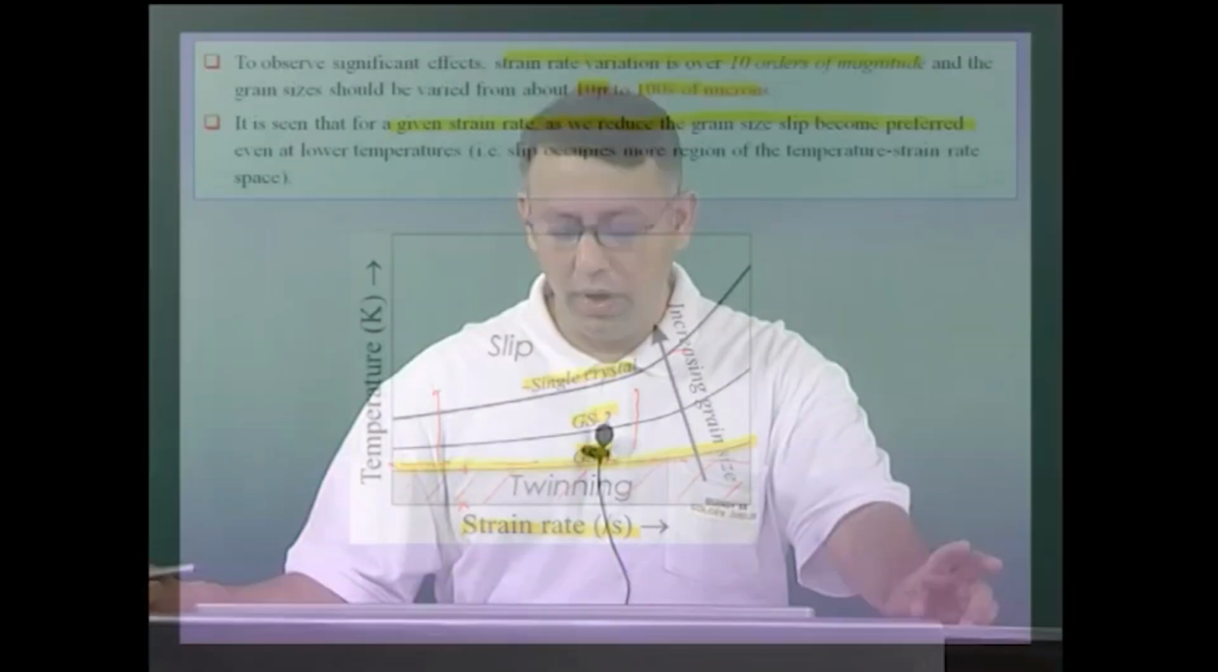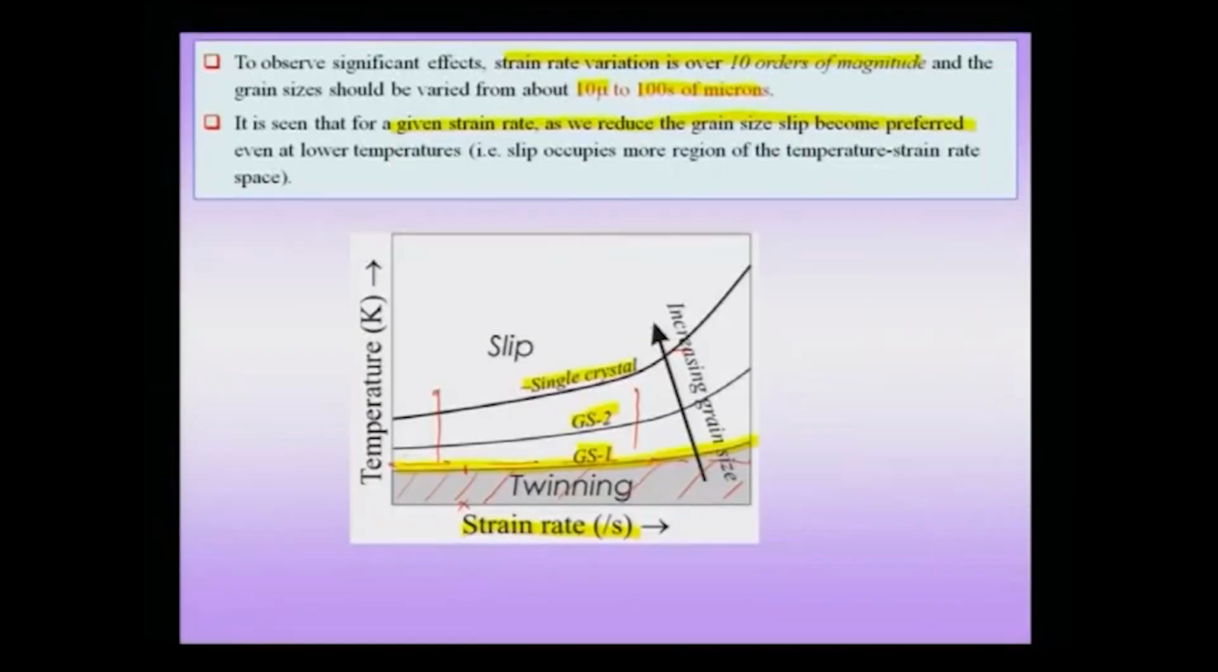Now, so we understood two effects, the effect of strain rate and the effect of temperature, for a given grain size. That means, if I increase my strain rate, I switch from slip to twinning; if I increase my temperature, I switch from twinning to slip. So, this is the basic mechanism, but what happens when I reduce my grain size? A reduction in grain size is of course in the opposite direction of this arrow, because this arrow shows increasing grain size.